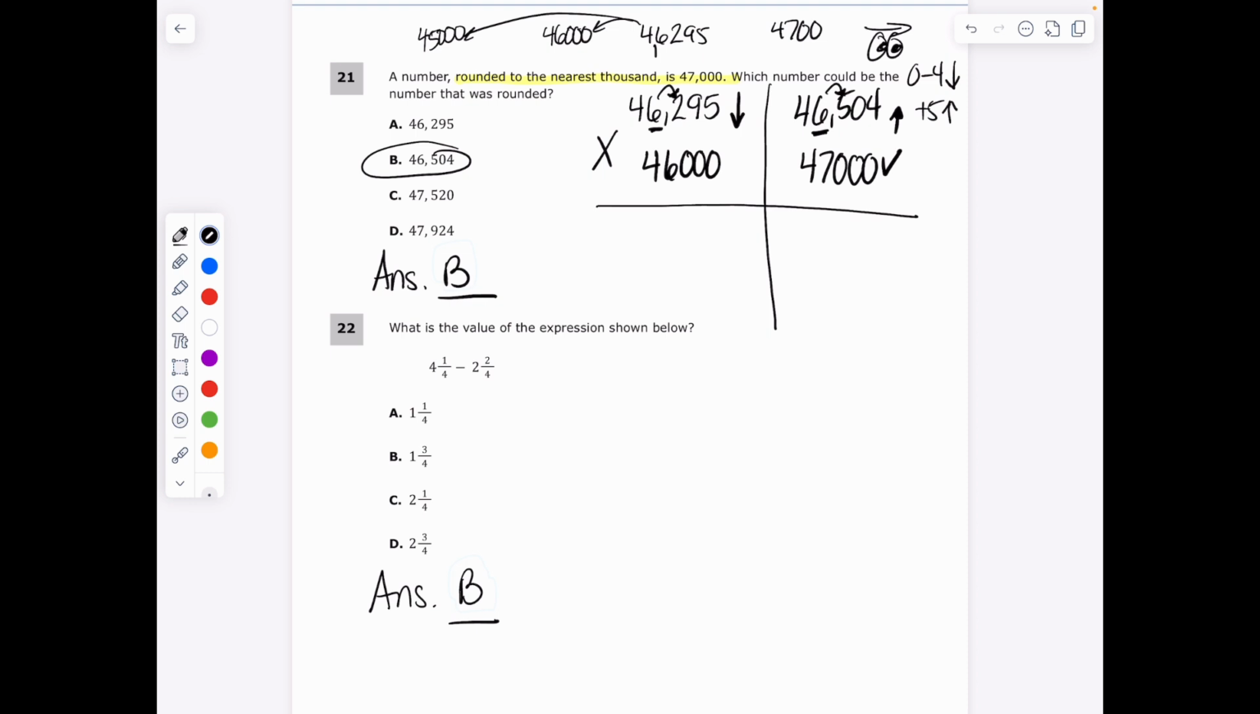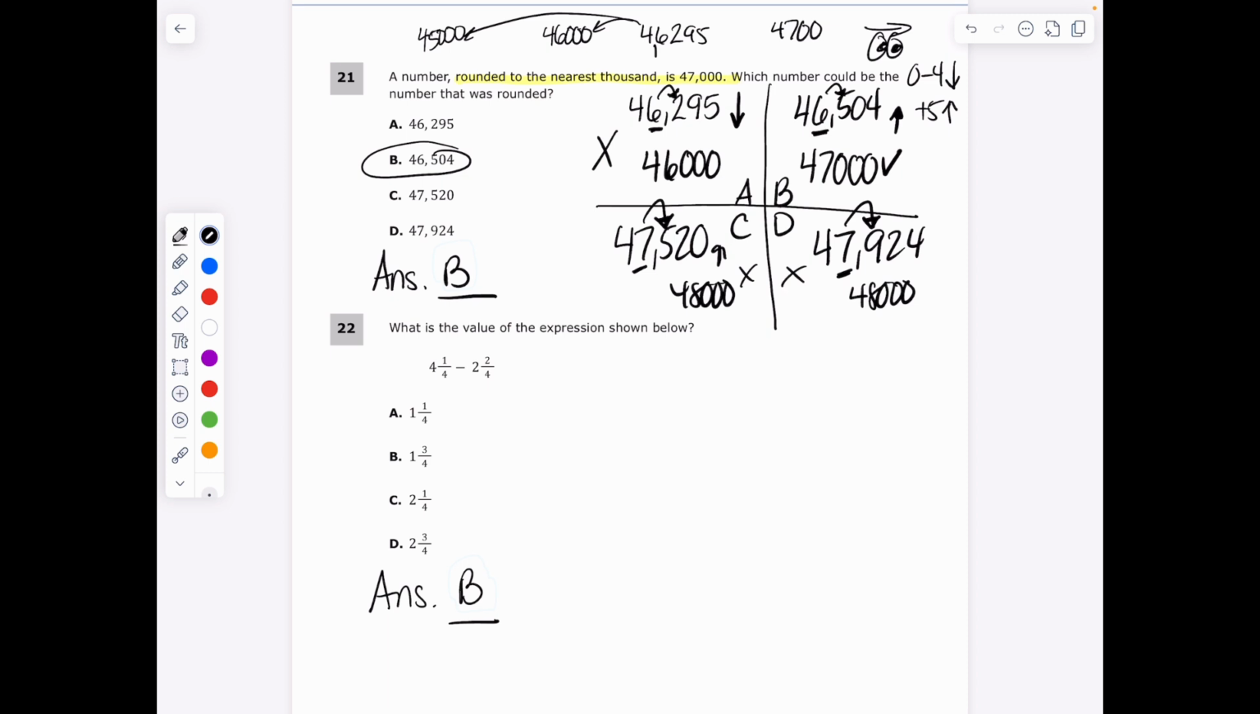Okay, so that was it. I'm just going to do C and D super fast. 47,520. The buddy is a 5, so I'm going to round up to 48,000. And for D, 47,924. My buddy is a 9, so I'm also going to round up to 48,000. That's why those two are wrong.